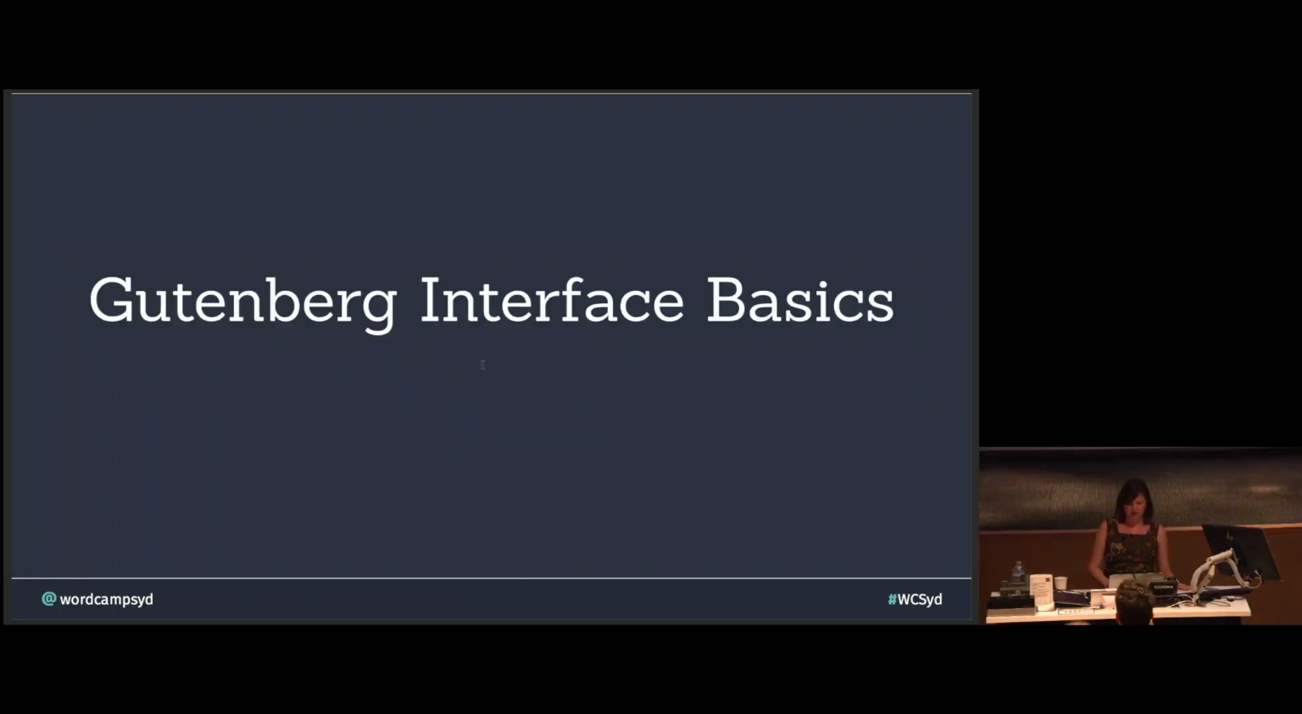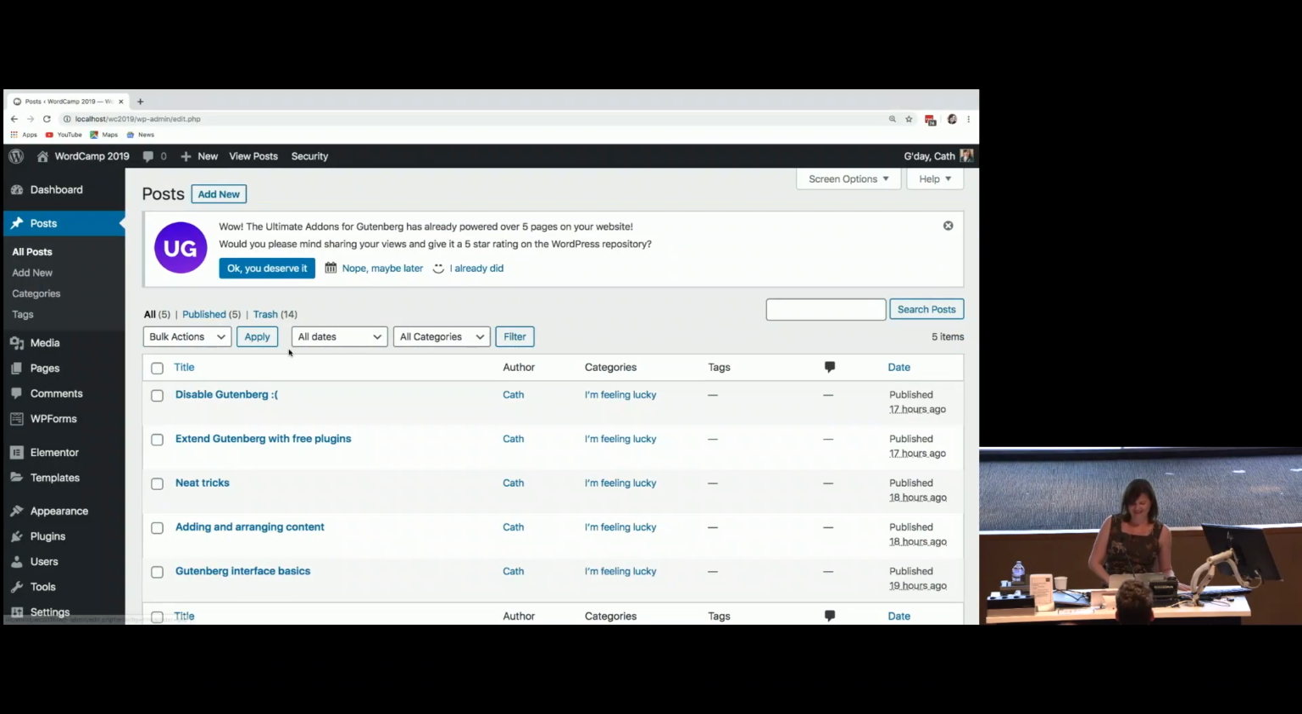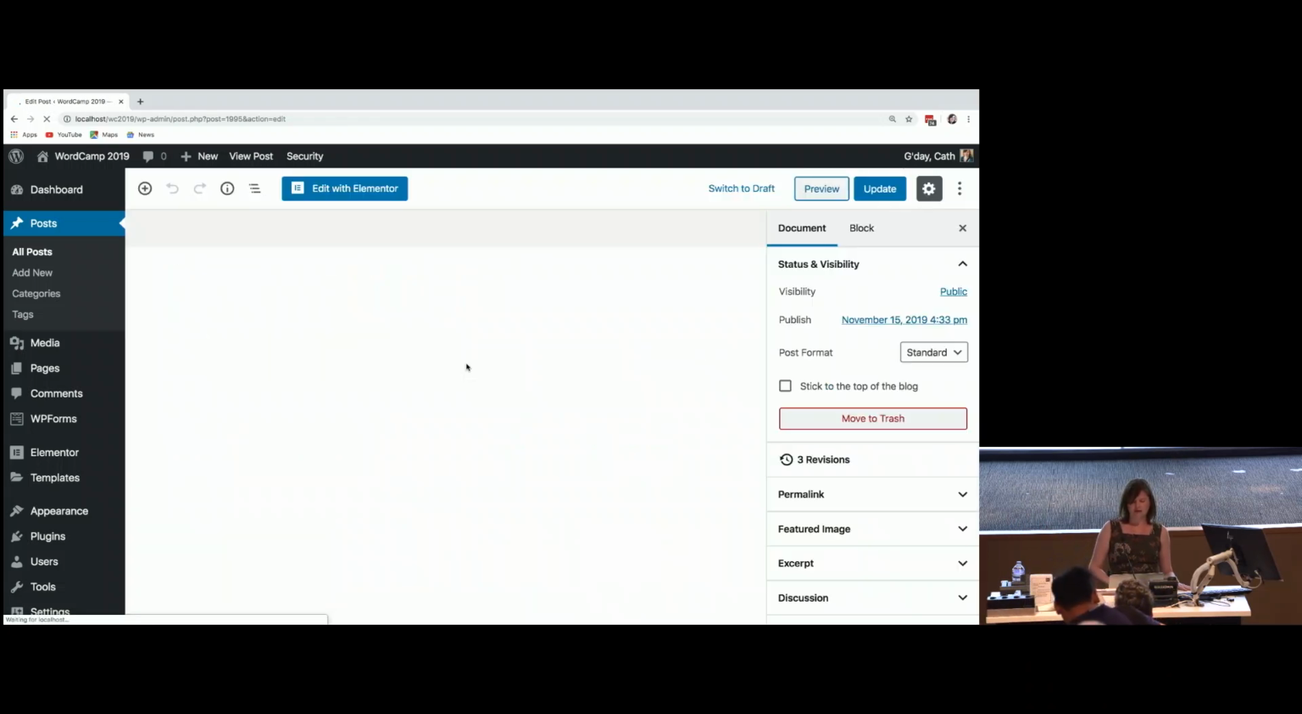So, Gutenberg interface basics. So we're going to talk about different ways of adding blocks, intro to the types of blocks, sidebar and block settings, settings and options, moving blocks, deleting them, responsive out of the box. Okay, so let me see. Gutenberg interface basics. I am going to move quite fast through this.